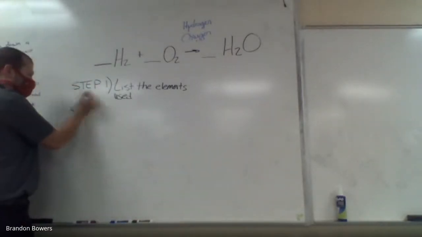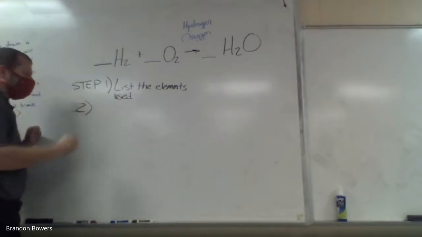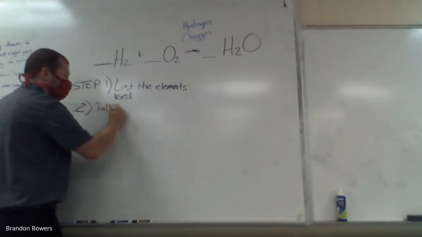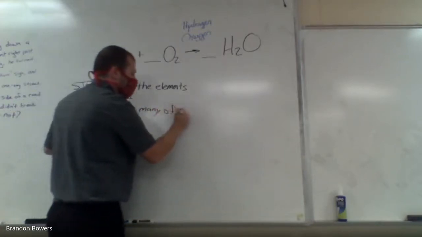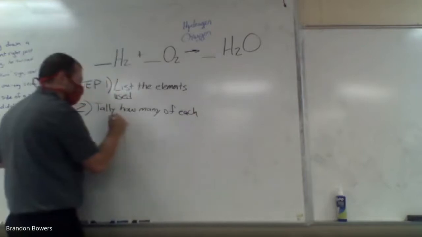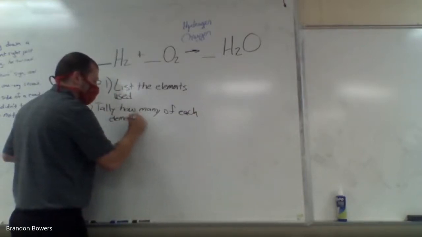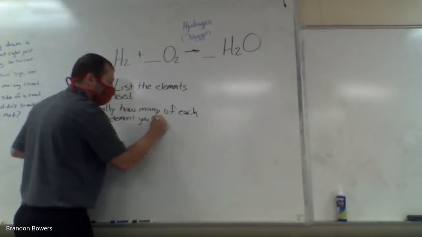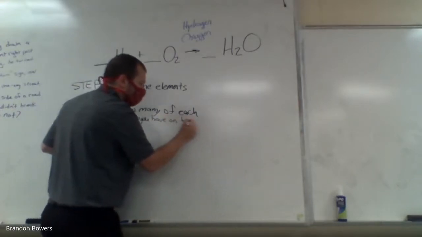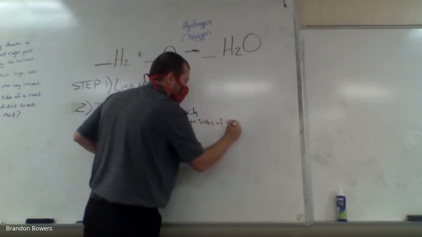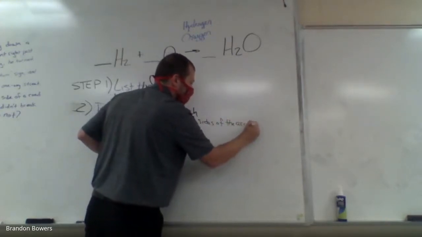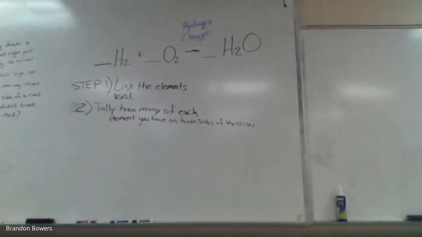Step 2. I'll just write a big 2. Step 2: tally how many of each element you have on both sides of the arrow.